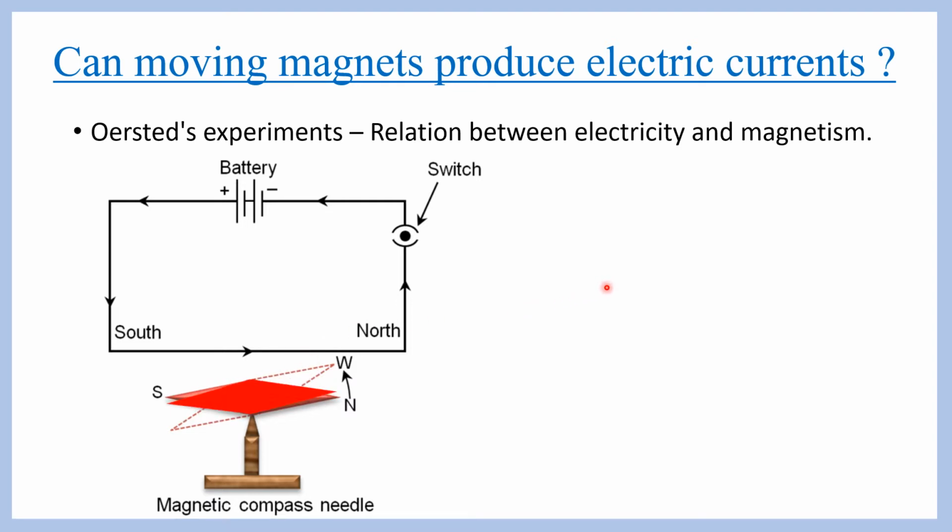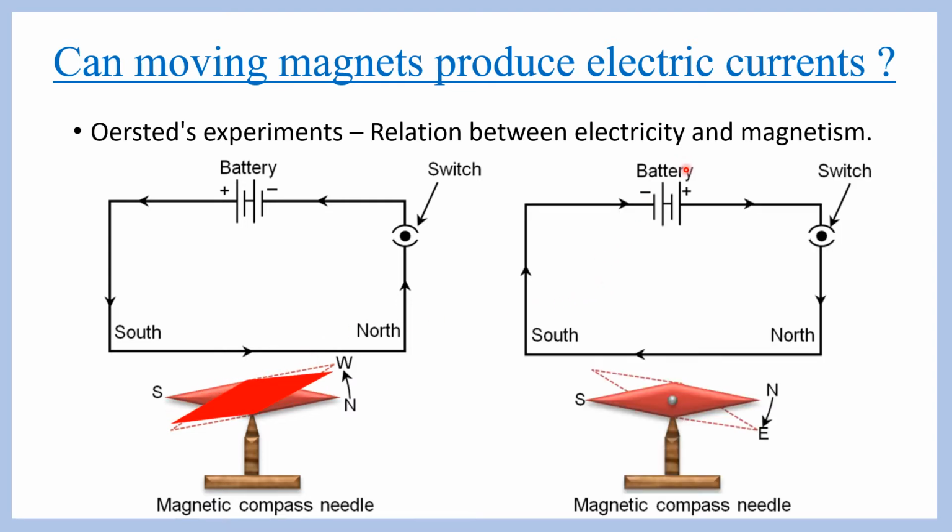Now see the second circuit diagram. Here the direction of current is opposite to the direction in the first diagram. And here, when you close the circuit, the direction of deflection of the magnet is in the opposite direction.